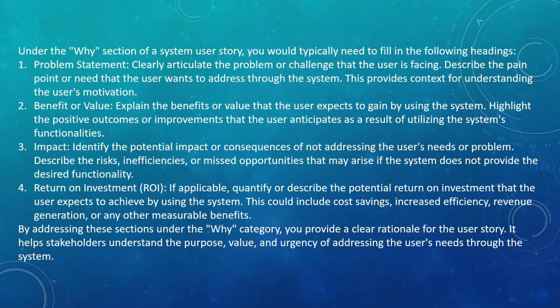Return on investment, ROI, if applicable. Quantify or describe the potential return on investment that the user expects to achieve by using the system. This could include cost savings, increased efficiency, revenue generation, or any other measurable benefits. By addressing these sections under the Why category, you provide a clear rationale for the user story. It helps stakeholders understand the purpose, value, and urgency of addressing the user's needs through the system.